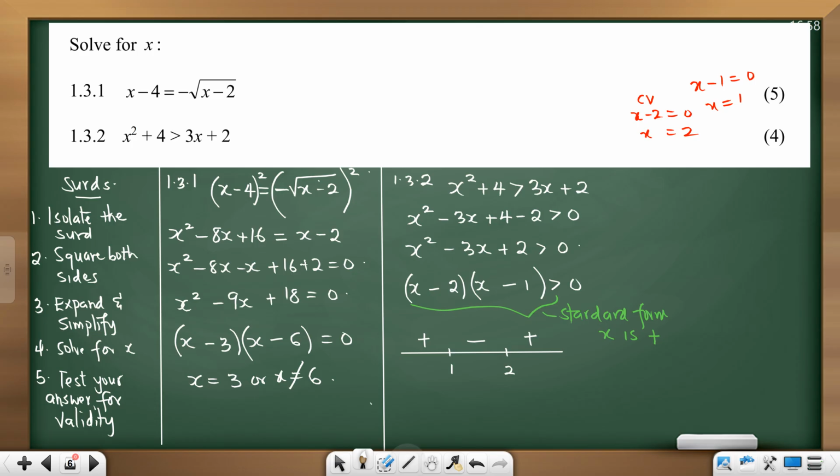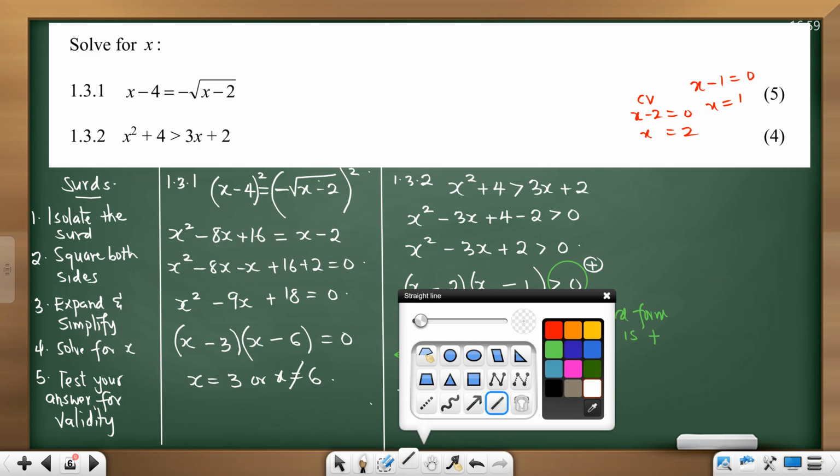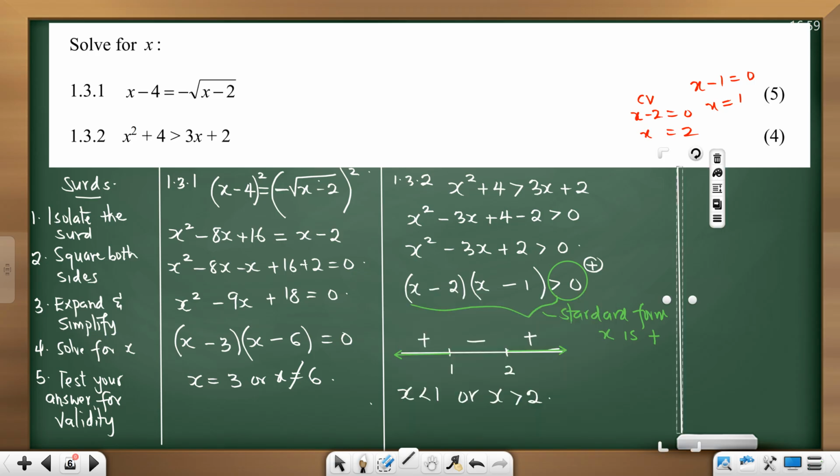Now, what am I looking for? I'm looking for things that are greater than 0, which means they are what? Positive. Oh, so those are my positive. Things that are positive are on the side. From 2 going up, from 1 going down. So x is less than 1, or please, some of you like combining, and you are combining wrongly. When will I combine? My good learners, please check. I'm going to do some other examples.